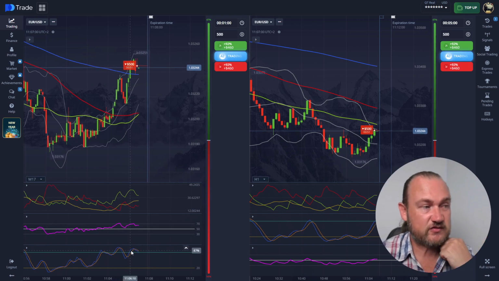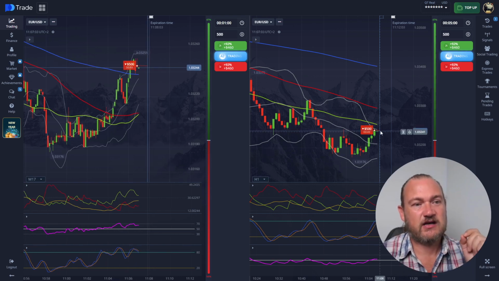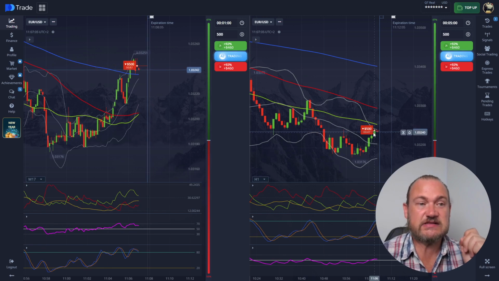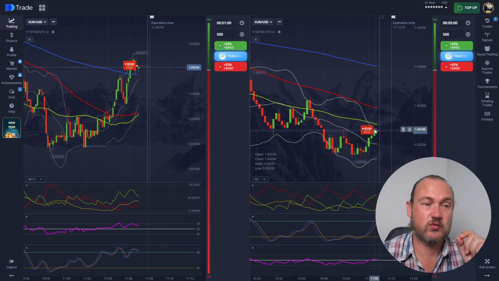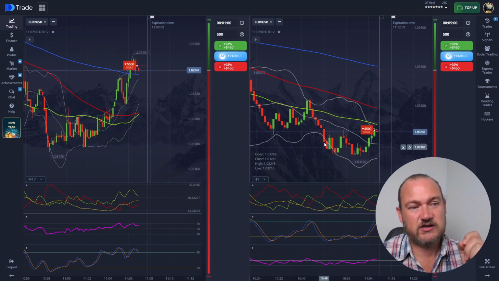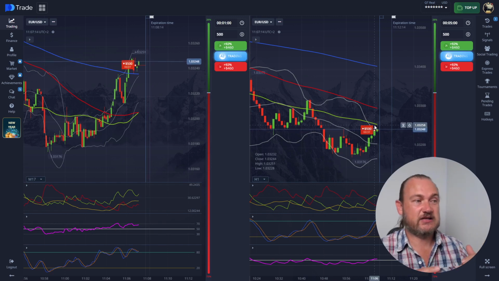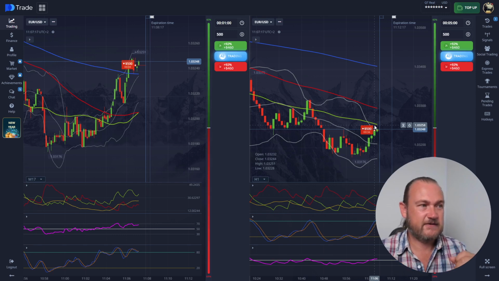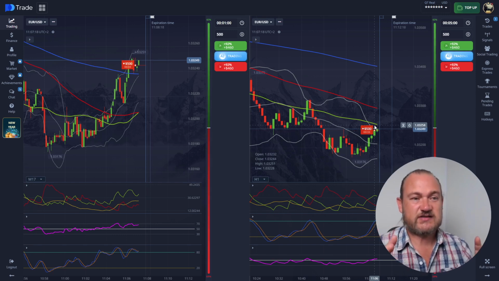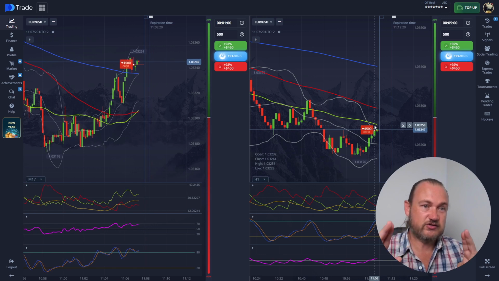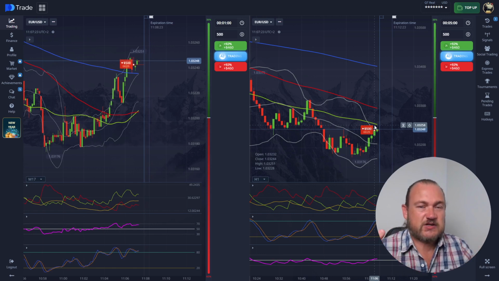So my divergence got confirmed on the 10 seconds. And we had the setup here that I explained earlier as well on the 1 minute chart, where price goes from one side of the Bollinger Bands to the other side, taps the opposite band while the bands are still contracting. So I've got two sell signals on two different time frames. So I'm taking my trade.